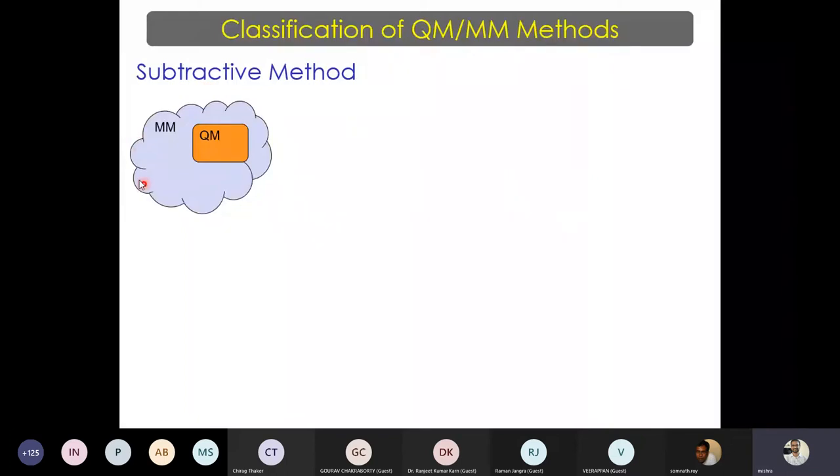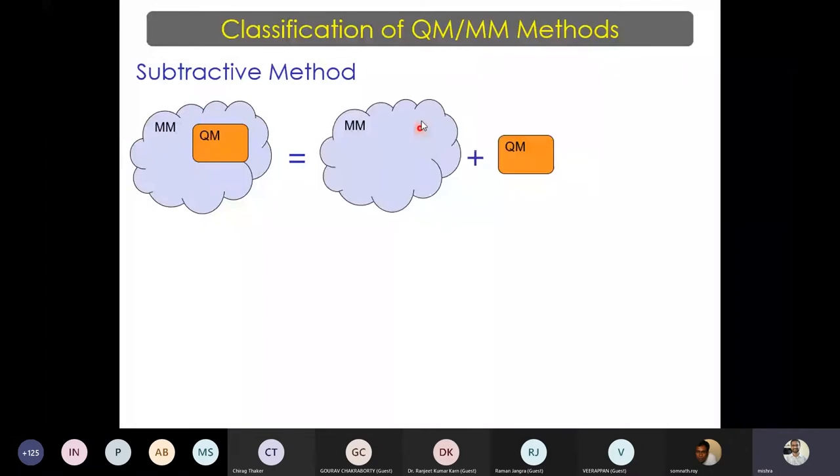I'm trying to describe that with molecular mechanics. I have this active site, which is chemically relevant, so I am going to use quantum mechanics for this. What would I do? The answer is very simple. I already know how I can do molecular mechanics.